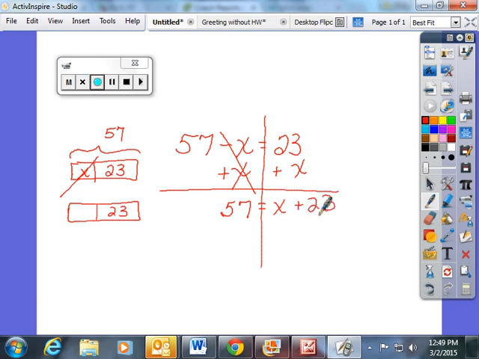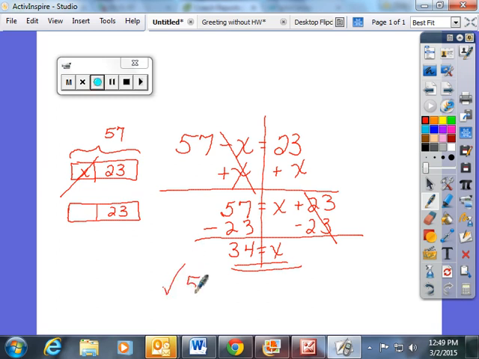An unknown plus 23 is going to give us 57. Your goal is still to get the variable by itself here. So I'm going to cancel 23, and whatever I do to one side, I'm going to do to the other. So 34 is going to equal x, and I'm going to check that. I'm going to make sure that 57 minus 34 gives me 23, and it does.